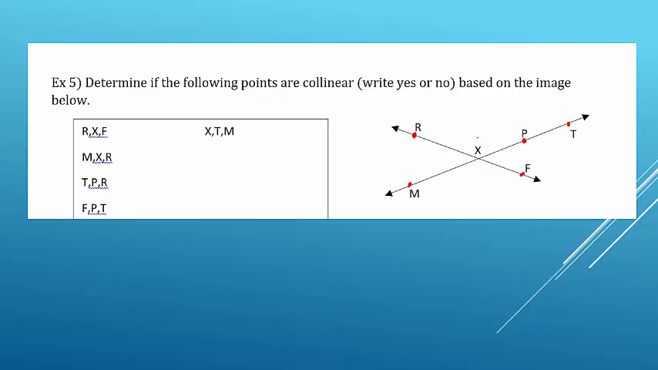All right, so if I look at R, X, and F, yes, I can connect them with a line. So the answer is yes. M, X, and R, no, because I have to bend my line. T, P, and R, that would be a no. Again, you can't connect them with a straight line, it bends. F, P, and T, definitely not. And X, T, and M, yep, they are all on the straight line, so that's a yes.